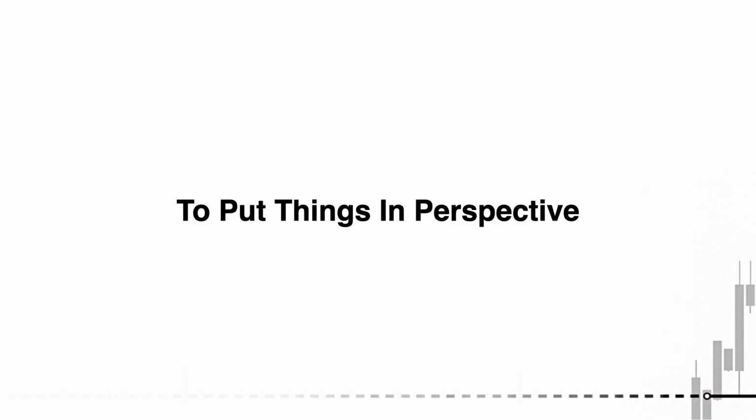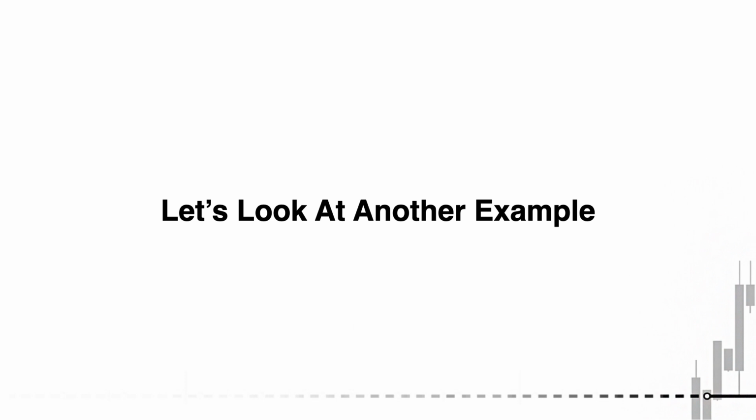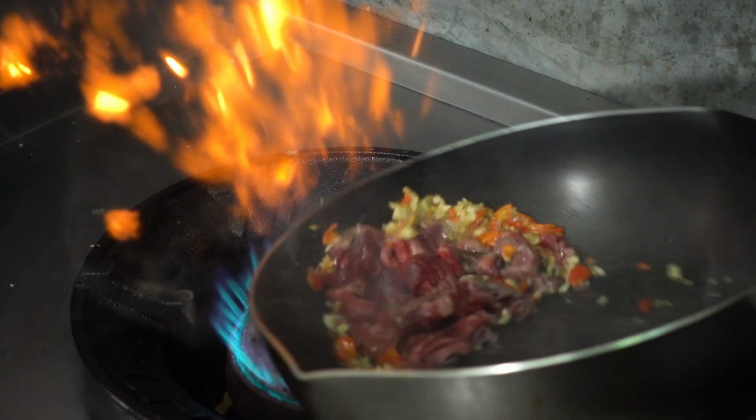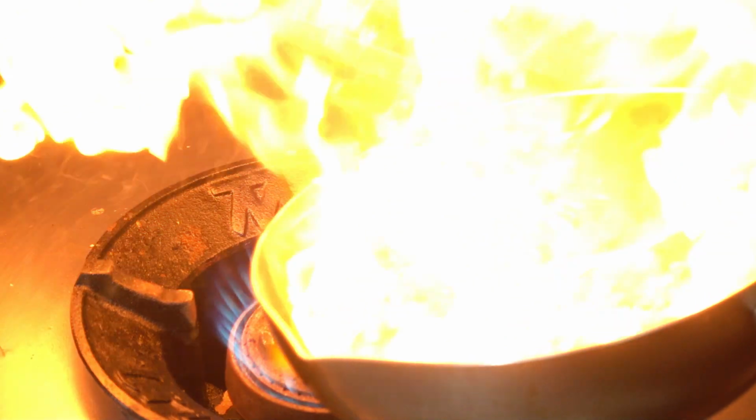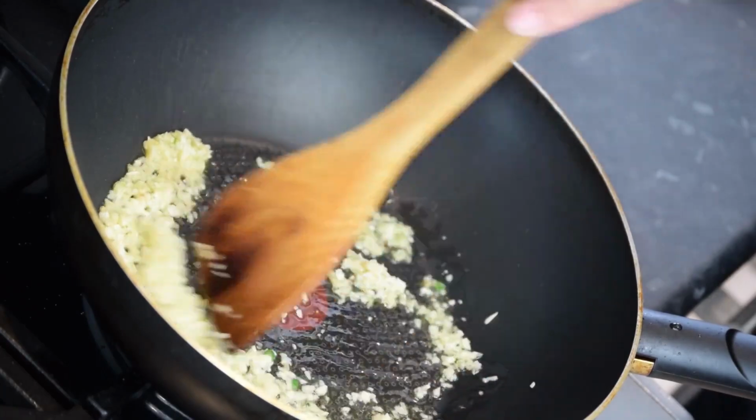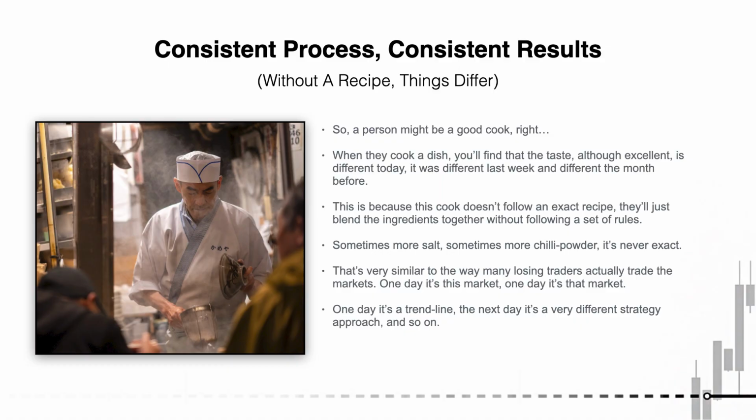To put things into perspective, let's look at another example. A person might be a competent chef, right? When they cook a dish, you might find that the taste, although it's really good, is different today than it was last week, and it was different the month before that. This is because the cook doesn't follow an exact recipe. They may just blend the ingredients together without following a set of rules, relying a bit on experience. So sometimes there might be more salt, sometimes there might be more chili powder. It's never exact or precise. And that's very similar to the way many traders approach trading the markets unsuccessfully.